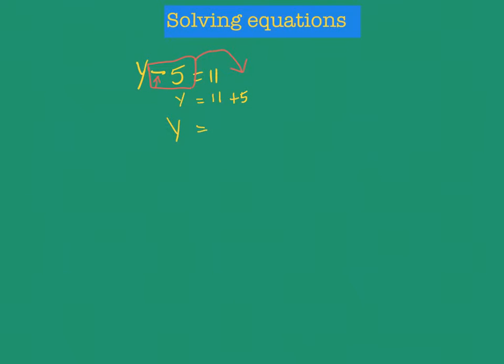Okay? So if we add 11 plus 5, we would get 16. Now let's rewrite this up the top, replacing the y with our 16. So if we went 16 take 5, it would indeed equal 11. So in this case, we are correct. Just to help you though, if we have a positive, the opposite to a positive is a negative, and if we have a multiplication, the opposite is a division.